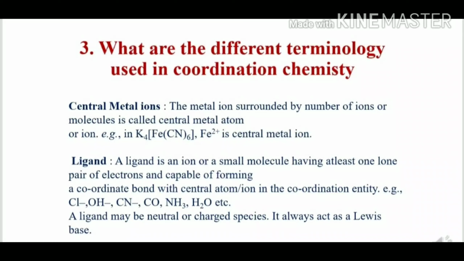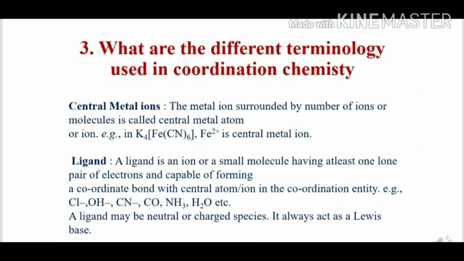Next, what are the different terms used in coordination chemistry? Many different terms are used here. The first one is the central metal ion. The metal ion surrounded by a number of ions or molecules is called the central metal atom or ion. For example, potassium ferrocyanide. According to the IUPAC name, it is potassium hexacyanoferrate(II).